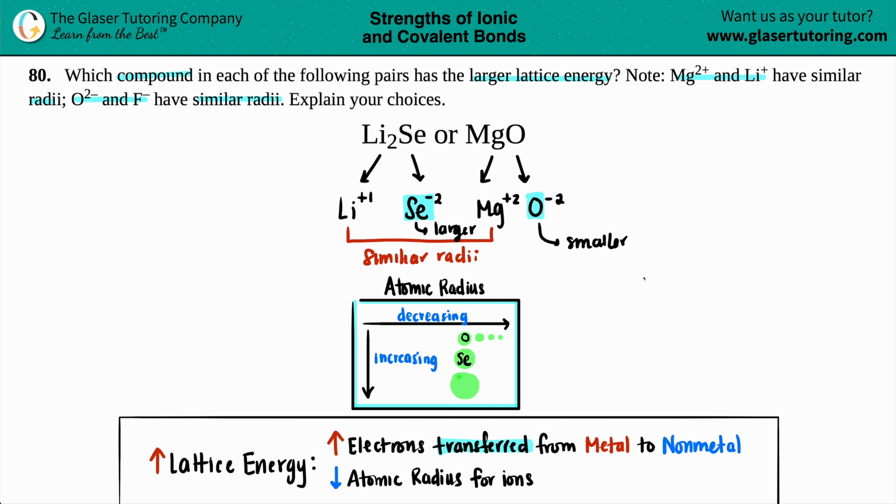Well, in this case, the smaller the atomic radius, the higher the lattice energy. The oxygen and the magnesium are going to be closer together than the lithium and the selenium. So since oxygen is smaller, this has a lower atomic radius. We now know that the MgO would have the larger lattice energy because oxygen is smaller than selenium. Smaller the radius, more attraction, harder it is to break up that ionic compound.